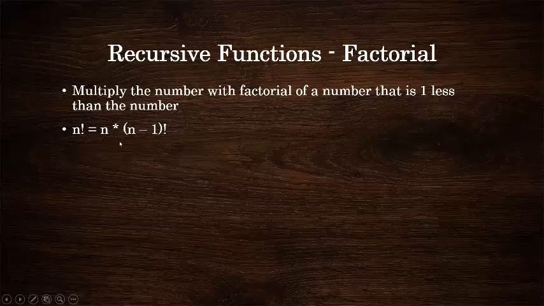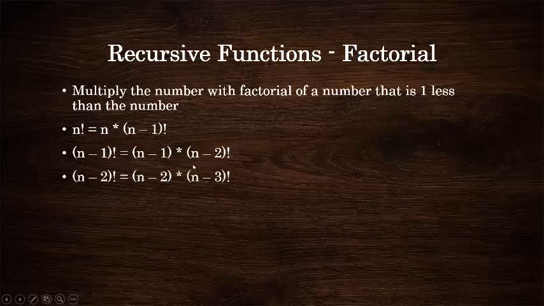Now, if you want to identify n minus 1 factorial, it has the formula n minus 1 into n minus 2 factorial. With respect to the previous step, n factorial is n into n minus 1 factorial, so n minus 1 factorial will be n minus 1 into n minus 1 minus 1 factorial, that is n minus 2 factorial. Then the value of n minus 2 factorial will be n minus 2 into n minus 3 factorial. Like this the steps keep on going.